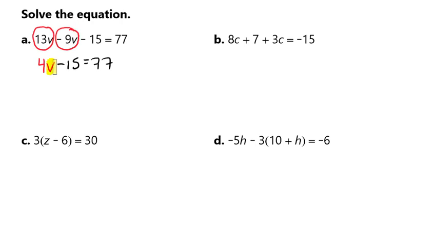Then we're trying to get the v by itself, so we'll add 15 to both sides, and that's going to give us 4v equals 92. Then we're going to take that 4 and divide both sides by it, and that's going to give us v equals 23.